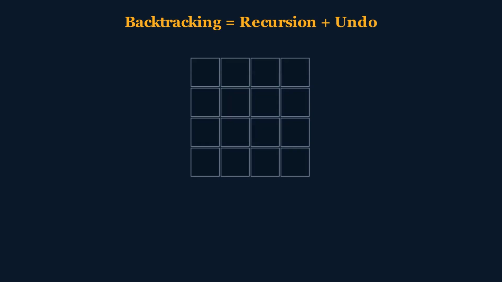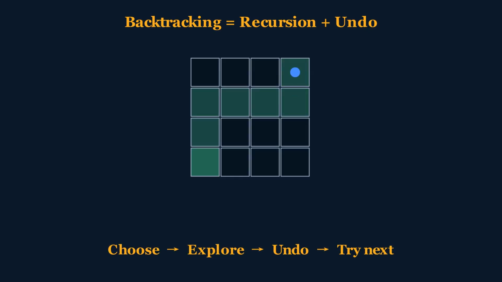Now the scary sounding one, backtracking, is just recursion with 4 steps. Make a choice, explore it, undo it, try the next one. Picture a maze. You pick a path, hit a dead end, walk back, try another. Backtracking isn't a new monster, it's recursion with an undo button.